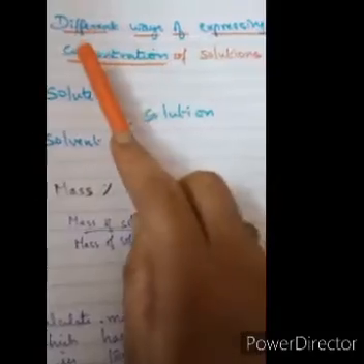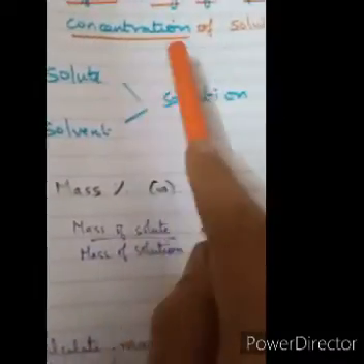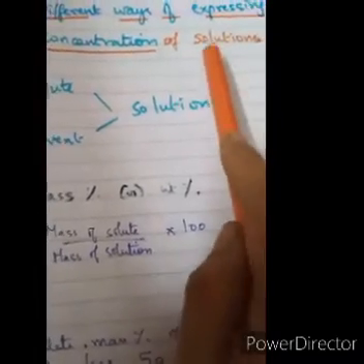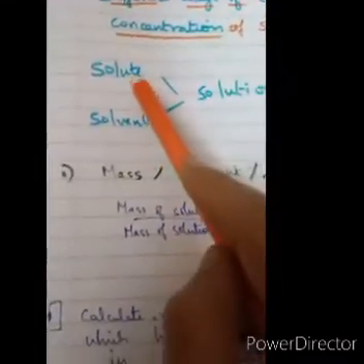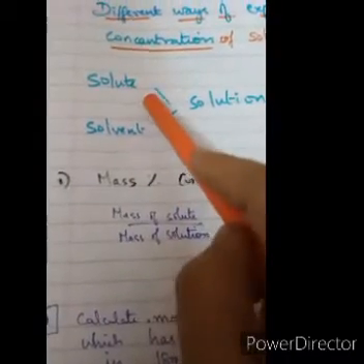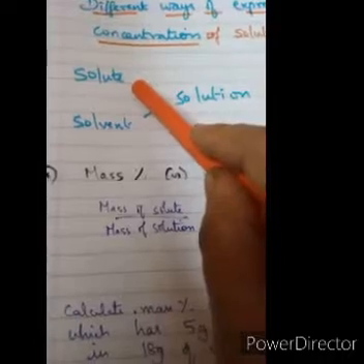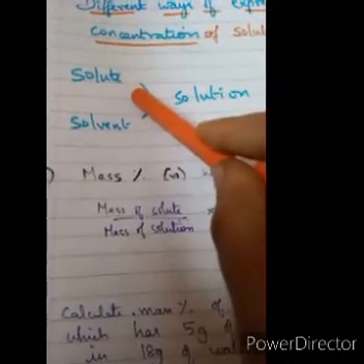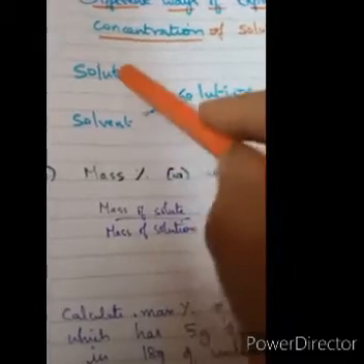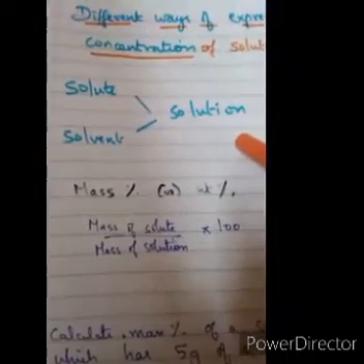Today we are going to see the different ways of expressing the concentration of solutions. When we say solutions, a solution is made up of two factors, a solute and a solvent. Suppose we dissolve a tablespoon of sugar in half a glass of water. Sugar is the solute and water is the solvent. Sugar dissolves in water to form the sugar solution.